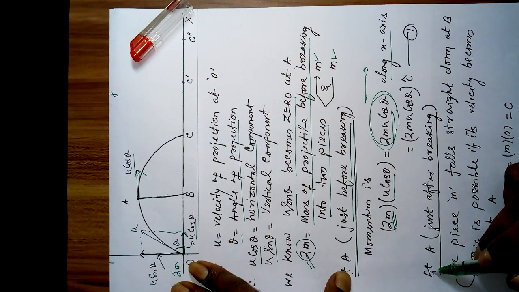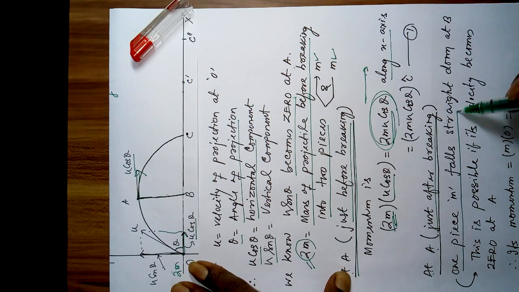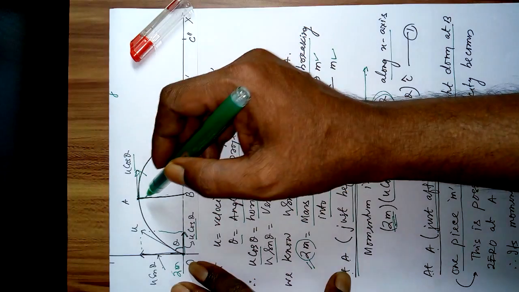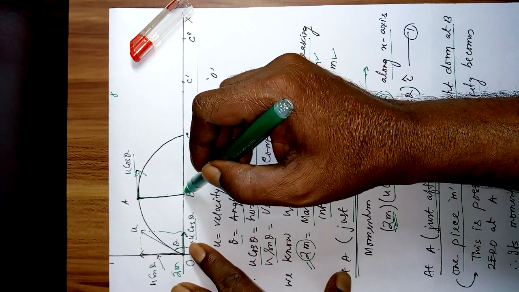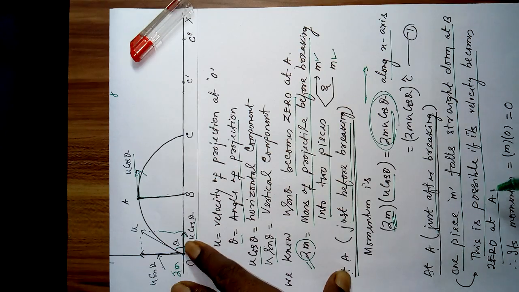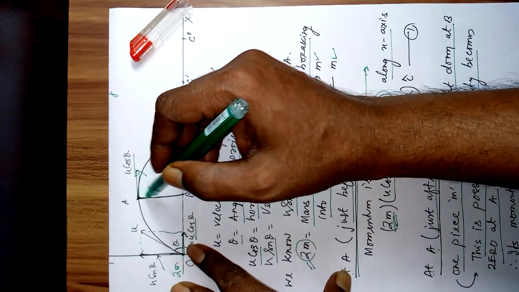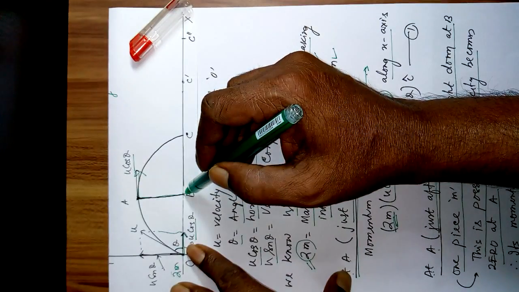Now at A, just after breaking, one piece m falls straight down at B. One piece, that is m, from point A falls straight and arrives at B. This is possible if its velocity becomes 0 at A. The one that falls down from A to B, if its velocity becomes 0 here only, then it will fall straight down at B.